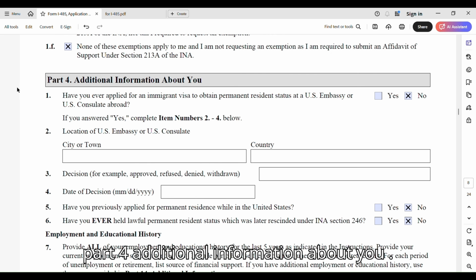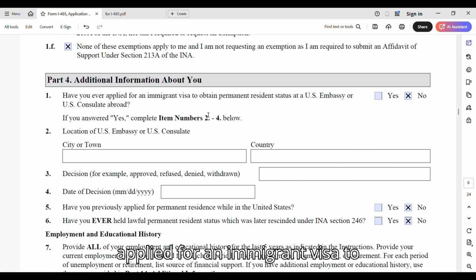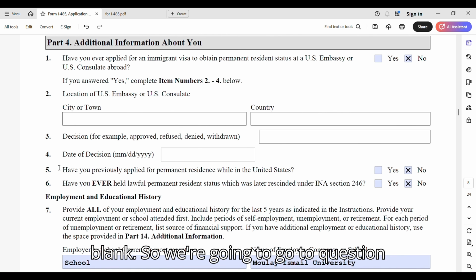Additional information about you. Question number 1. Have you ever applied for an immigrant visa to obtain permanent resident status at a U.S. Embassy or U.S. Consulate abroad? In my case, no. That's the first time. If you answered yes, complete item number 2 to 4 below. So in my case, I answered no. So 2 to 4 will be left blank.